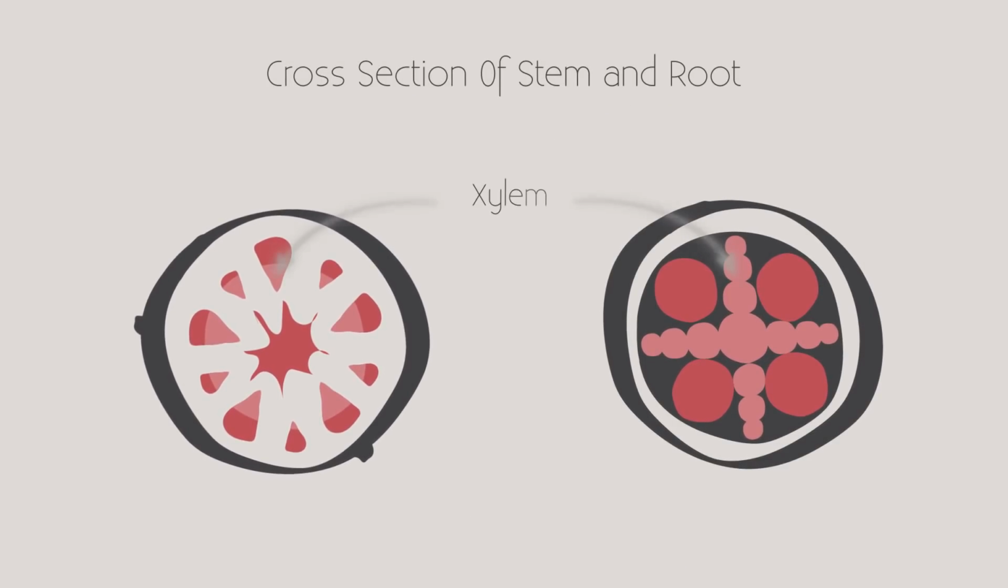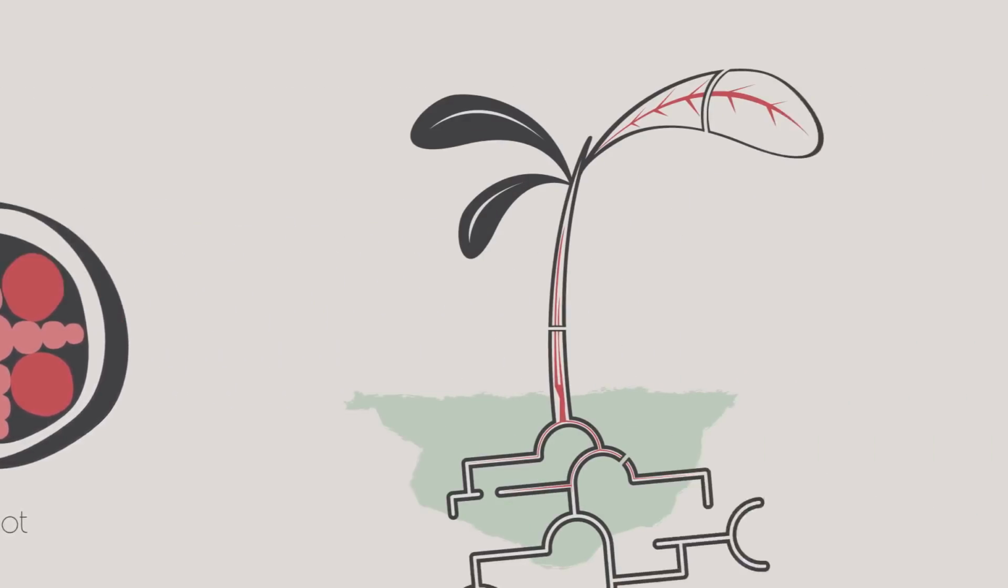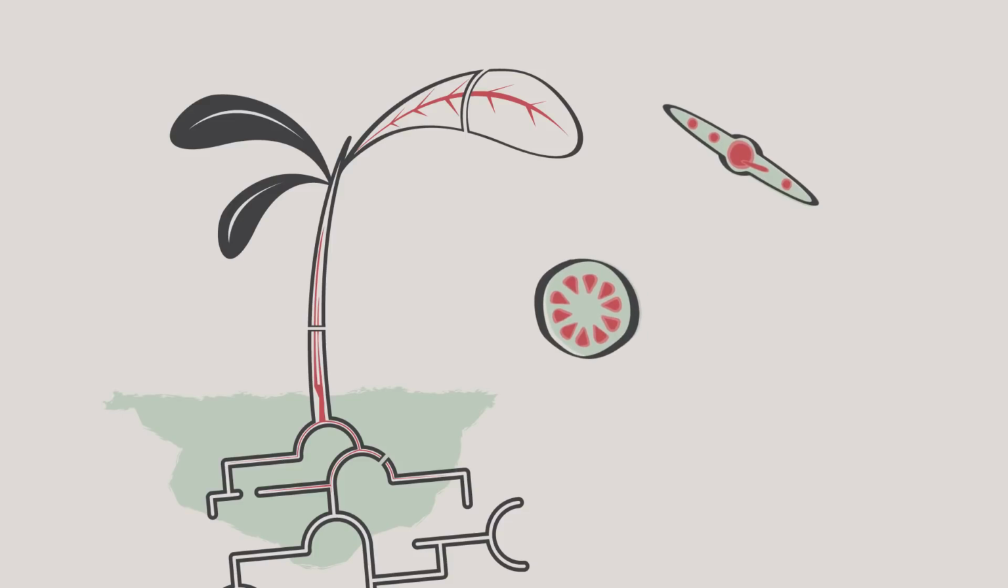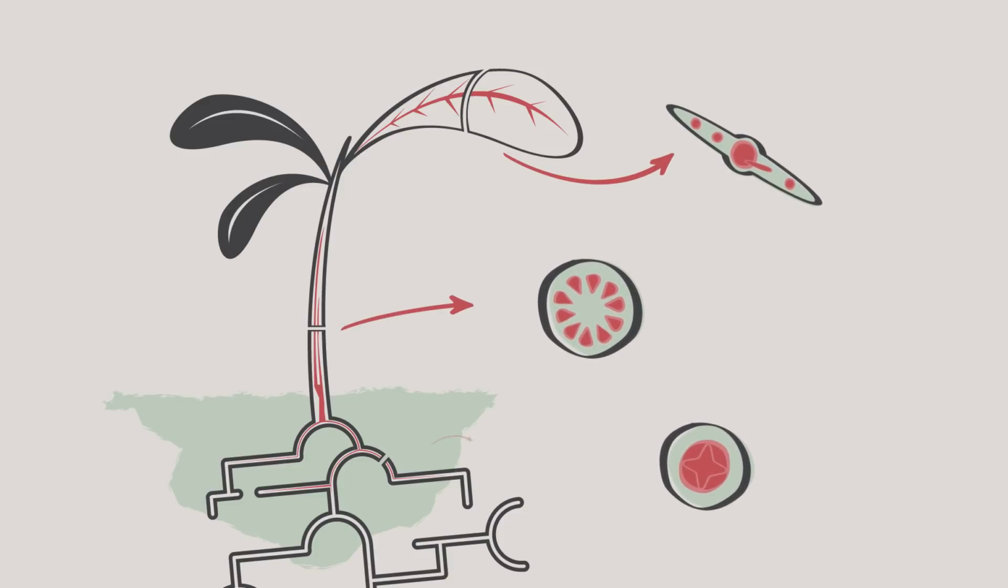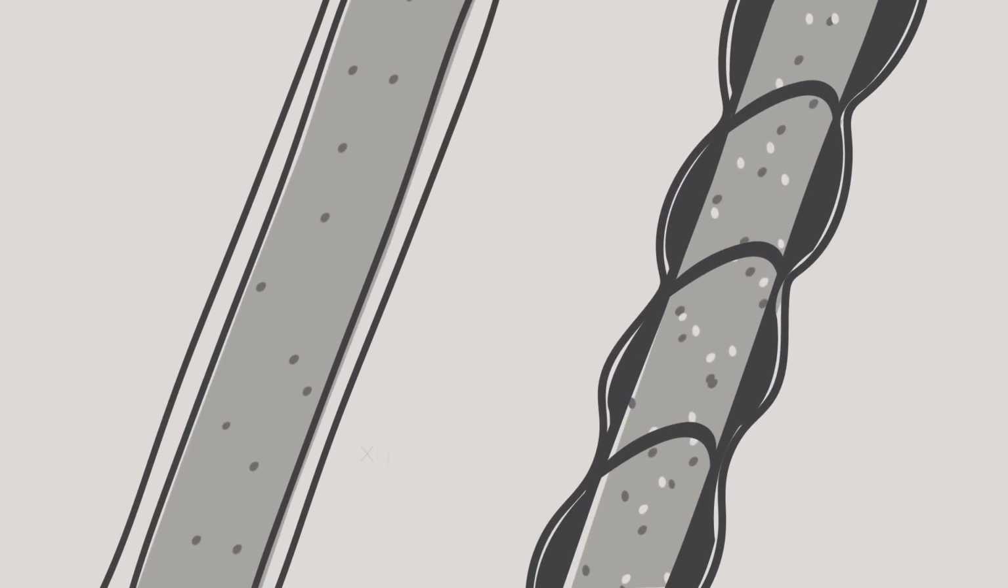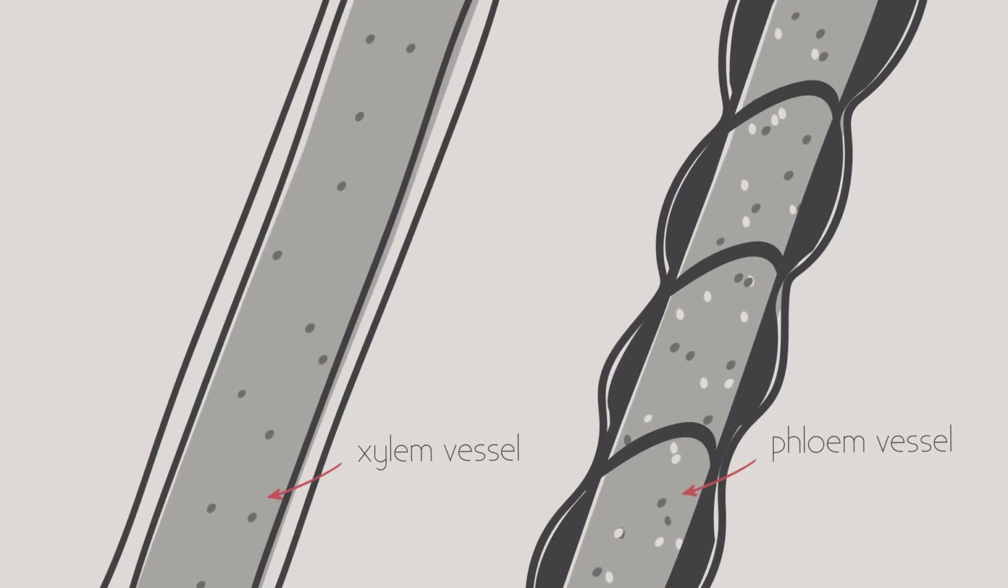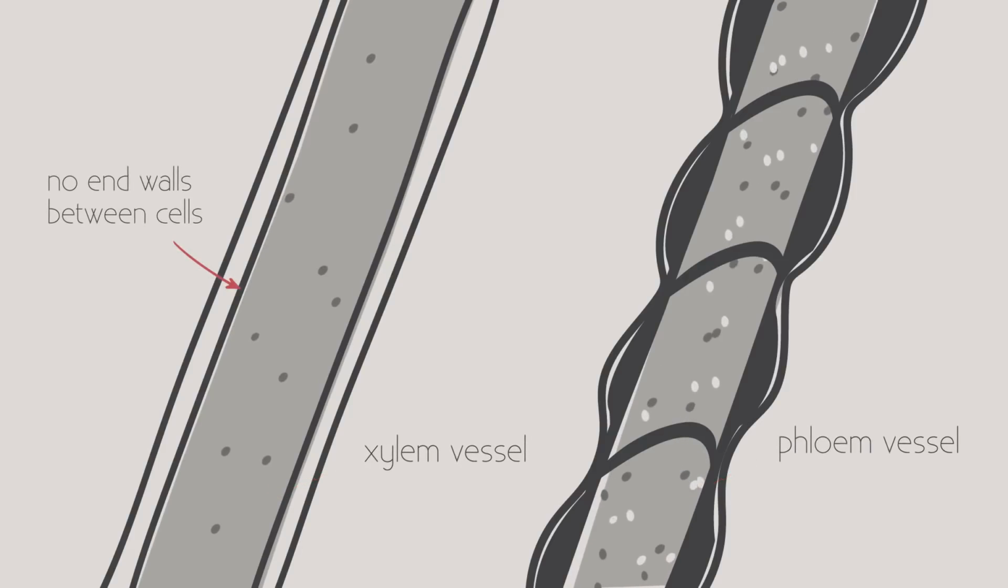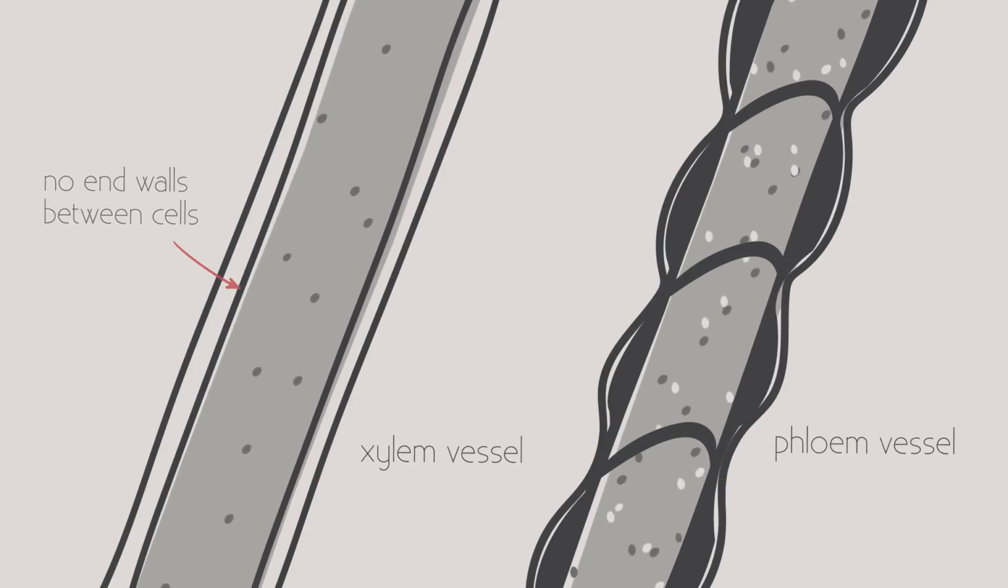Here are the xylem, and here are the phloem. Notice how the arrangement is different in the stem and the roots. The xylem and the phloem are found in groups called vascular bundles, and the position of these bundles changes for different parts of the plant. Both the xylem and the phloem are made up of rows of cells that form a continuous tube running the whole length of the plant.